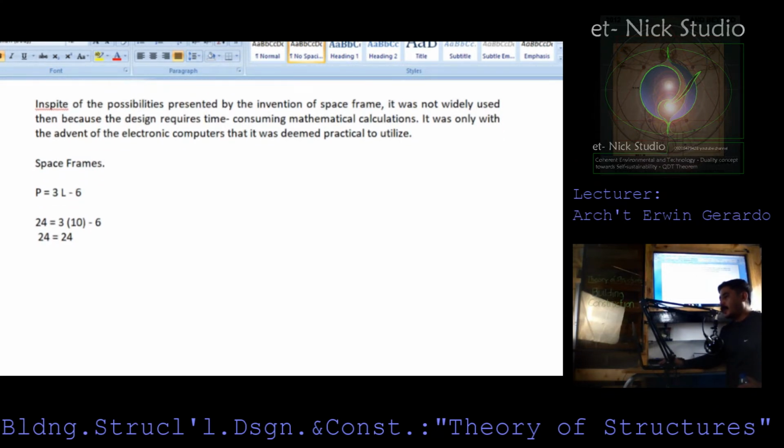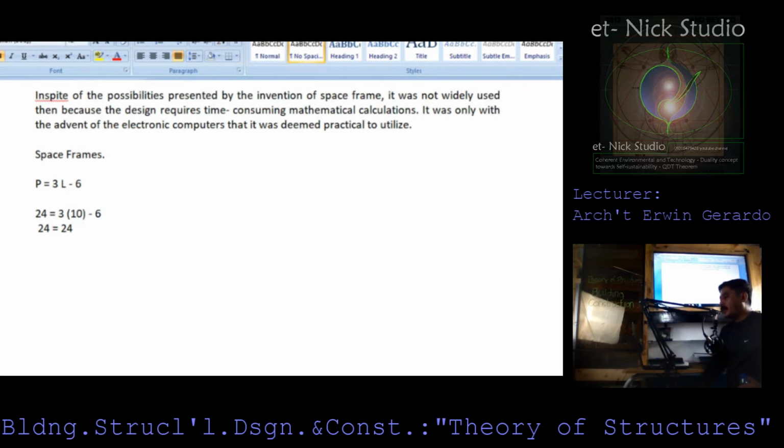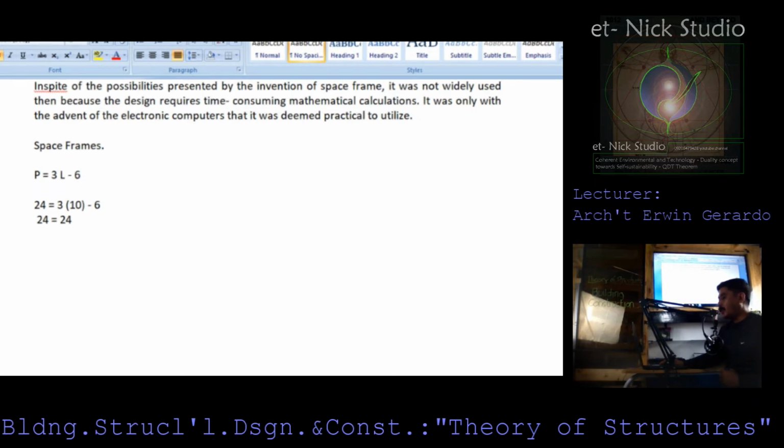In spite of the possibilities presented by the invention of the space frame, it was not widely used then because the design requires time-consuming mathematical calculation. It was only with the advent of the electronic computers that it was deemed practical to utilize. Space frame, the formula is pole equals 3L minus 6. 24 equals 3 times 10 minus 6. 24 equals 24.